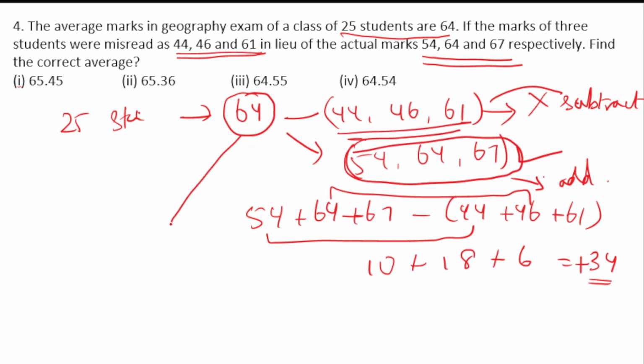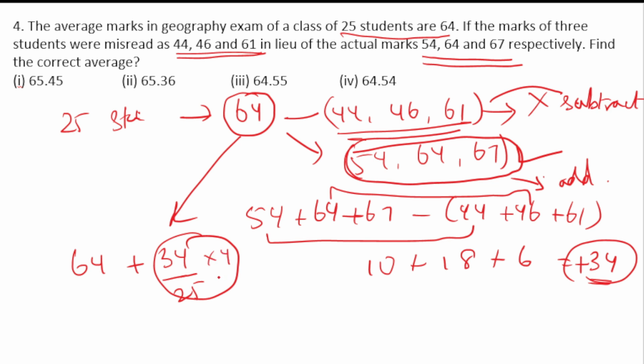Right. So here we will take the same average, we will take the same average plus. Here we have got plus 34. Plus 34 divided by, and this 34 are equally divided among these 25 students. Right. Plus 34 divided by 25. So how will we solve this? We will multiply 4 in numerator and denominator. We will get here 34 into 4 is what? 4 into 4, 16. It is 136 divided by 100. This is 1.36. So the actual average is 64 plus 1.36.